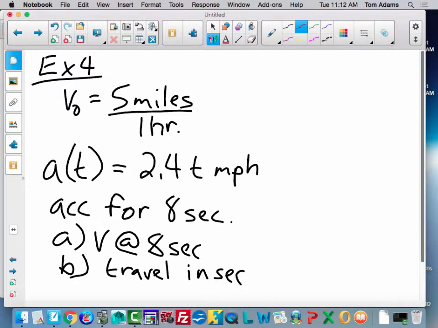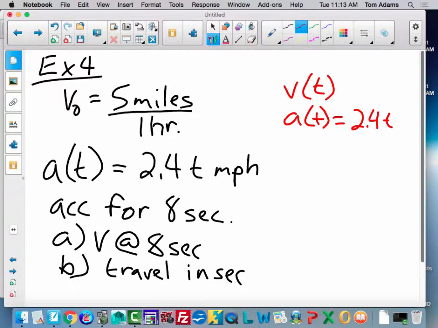The only thing I have is acceleration as a function of time, right? We know that that is 2.4 t. The question they're asking us is what? The first one is how fast is it going? So if my acceleration is a function of time, what do we know about velocity? It's also a function of time. But what do we remember about this relationship between velocity and acceleration?